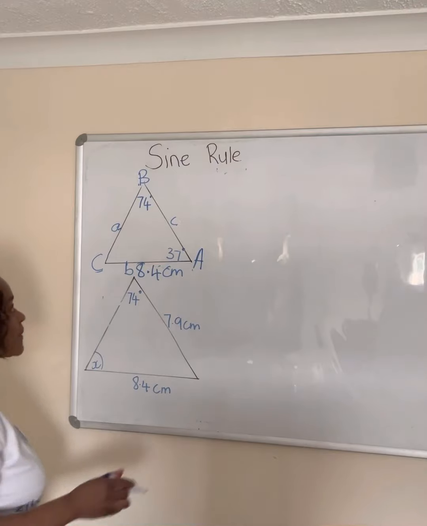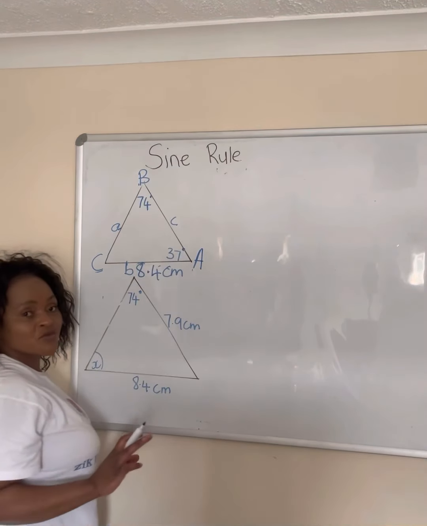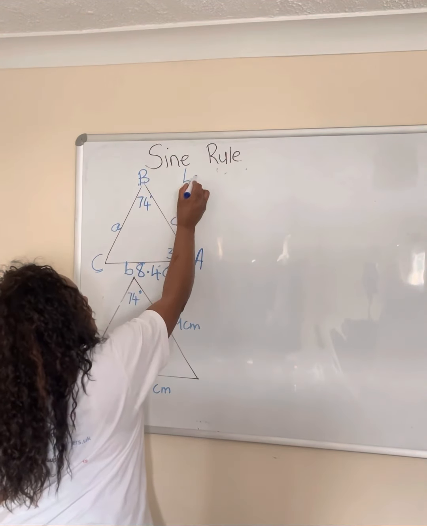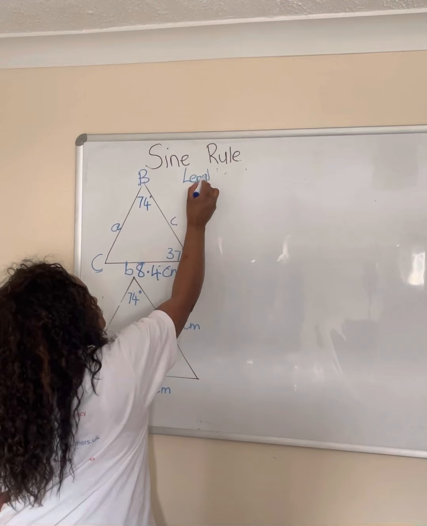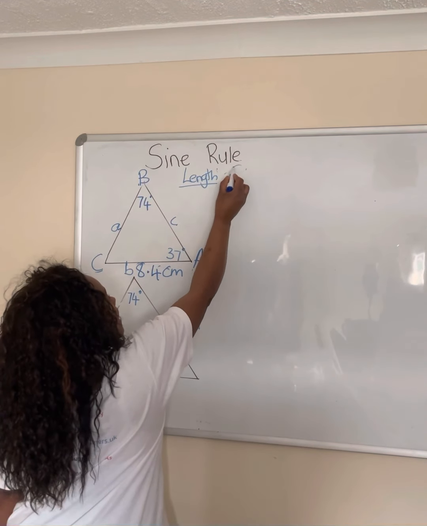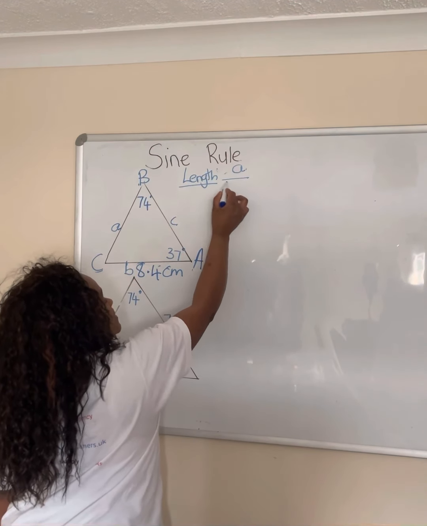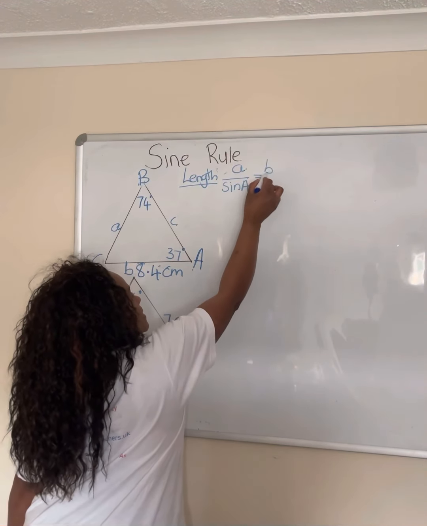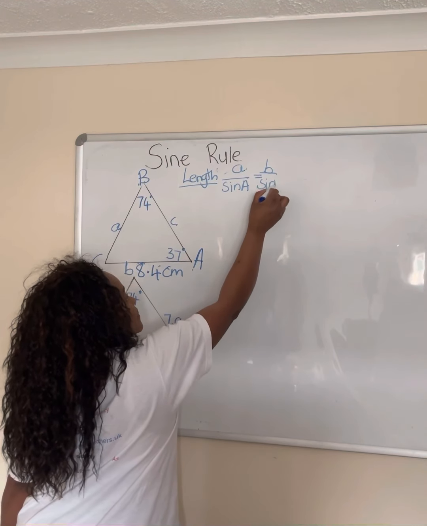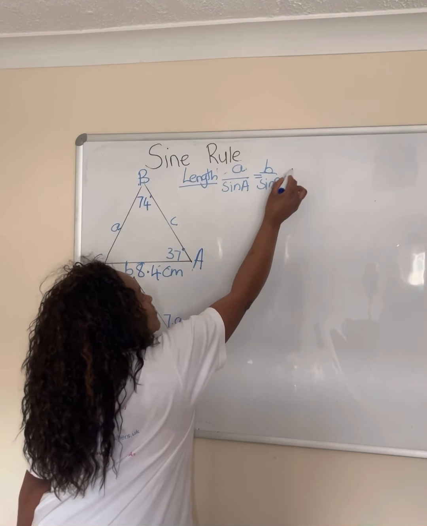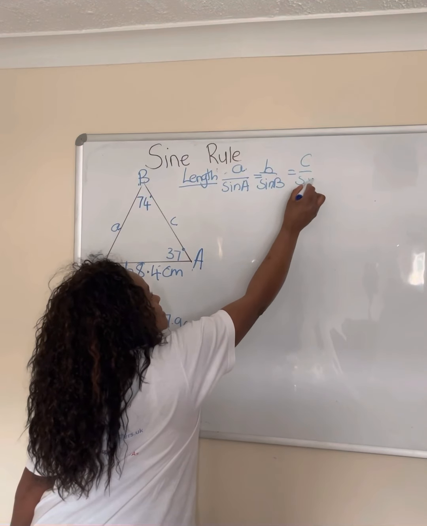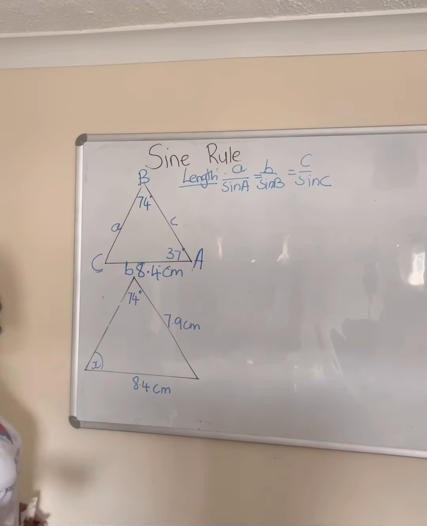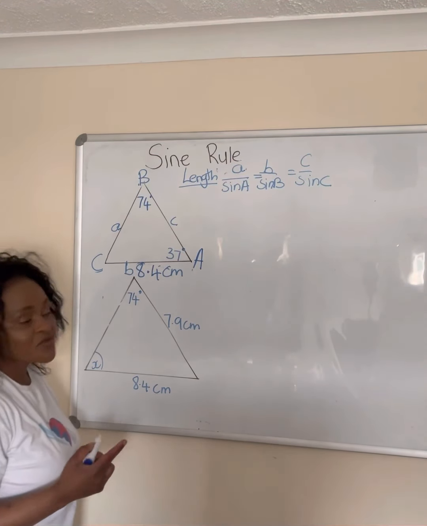And for the sine rule, we've got two formulas, one for the length and one for the angle. So when we are calculating the length, the formula is A, which is the side, over sine A, the angle, is the same as B over sine B, is exactly the same as C over sine C. Okay, so that's the formula for calculating the length. It's quite straightforward. What you just need to do is remember the formula.